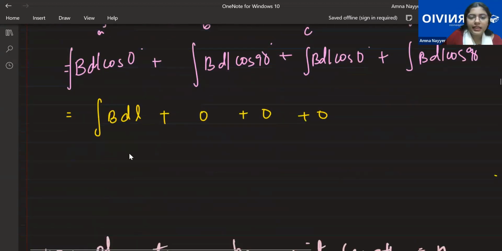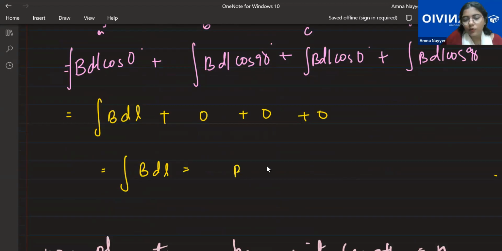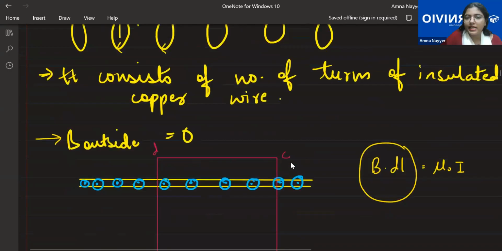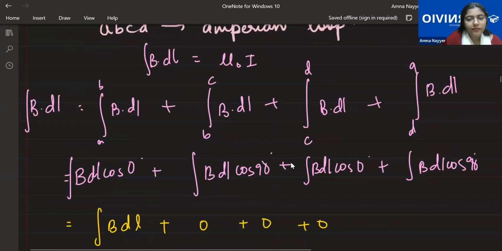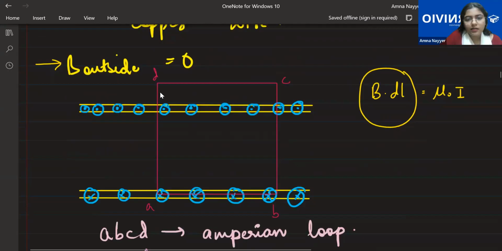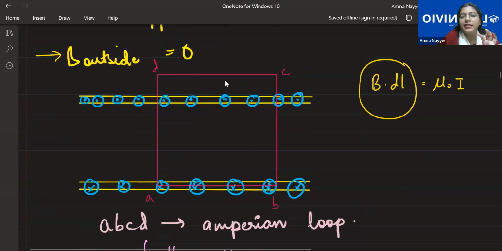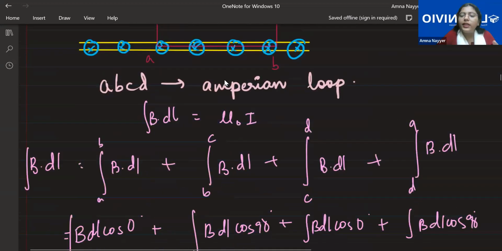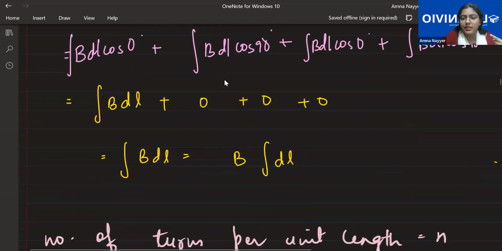So from the integral of B dot dl, we are just left with B dl, which is equal to B integral of dl. Ma'am, can you explain the angles again? Like how you took AB, CD? AD and CB are 90 degrees. This you agree? Yes, ma'am. AB and CD are parallel, so they are taken as 0 degrees. But the reason with CD is that CD's magnetic field is zero. When you integrate B dot dl, that becomes zero.